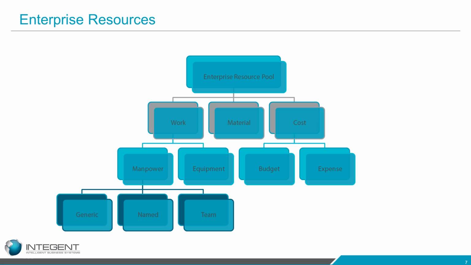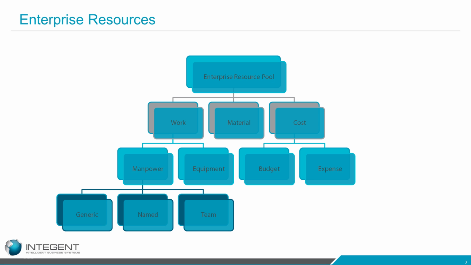The Enterprise Resource Pool will consist of 3 different types of resources: work, material, and cost. I should say it can consist of those. Your organization may not be using all of those different types of resources. Maybe you're just using work resources, but you do have the ability of using work, material, and cost resources. They do have to be entered into the resource pool so that the project managers can use those to assign to tasks in their project.